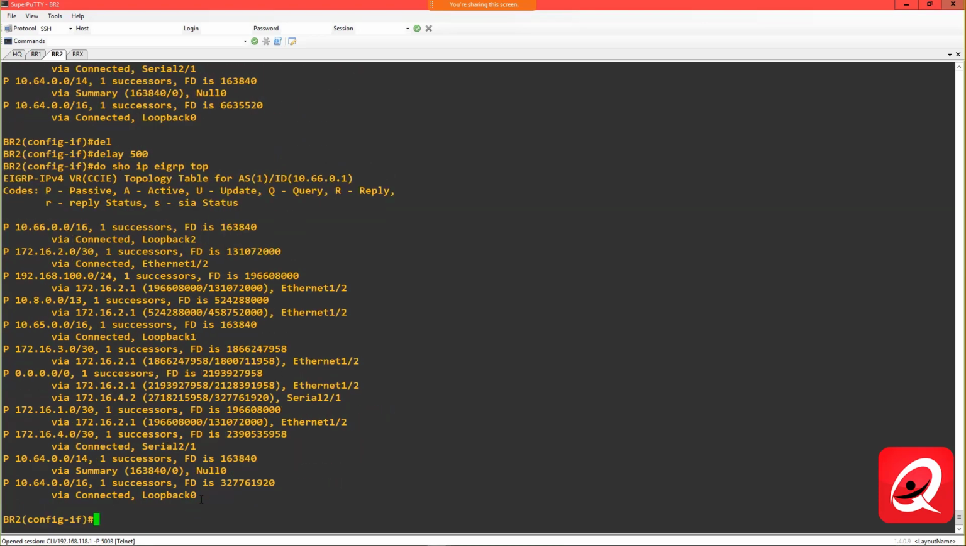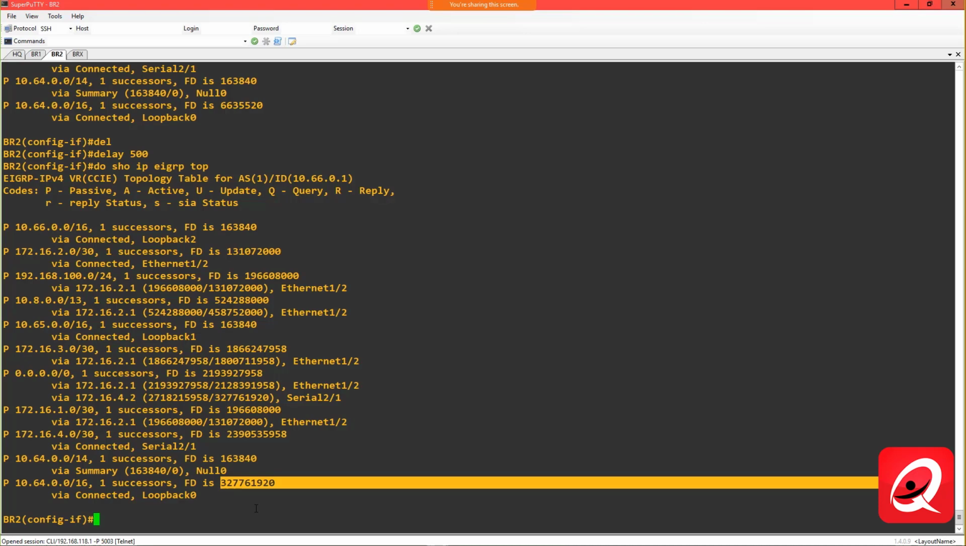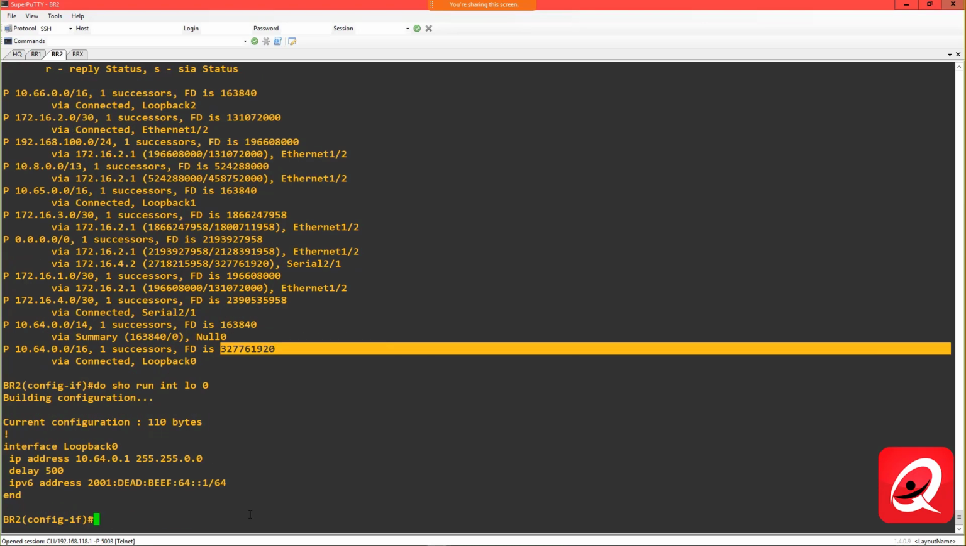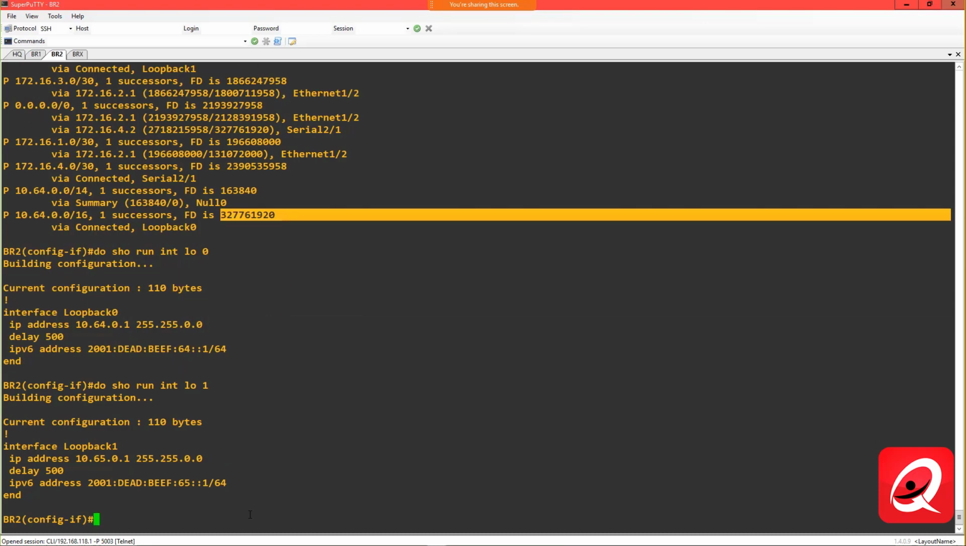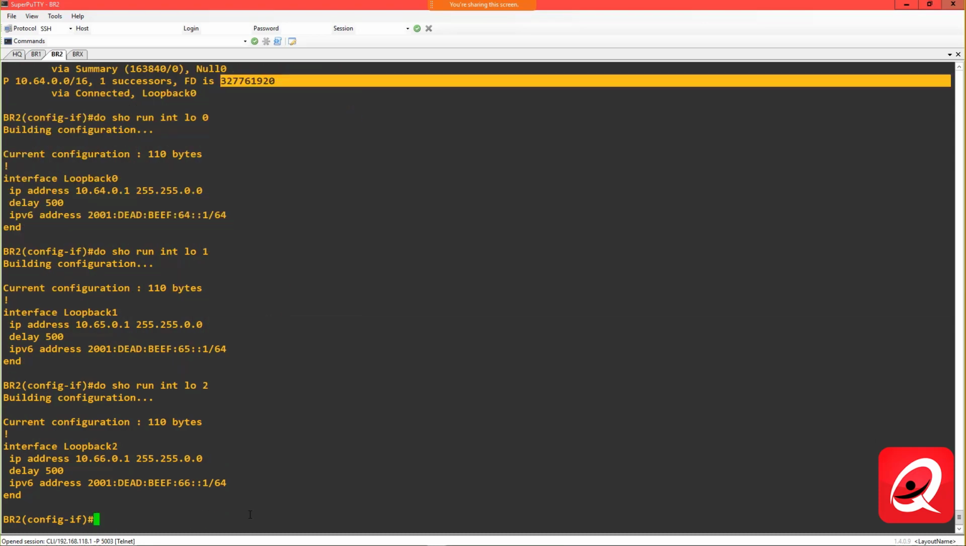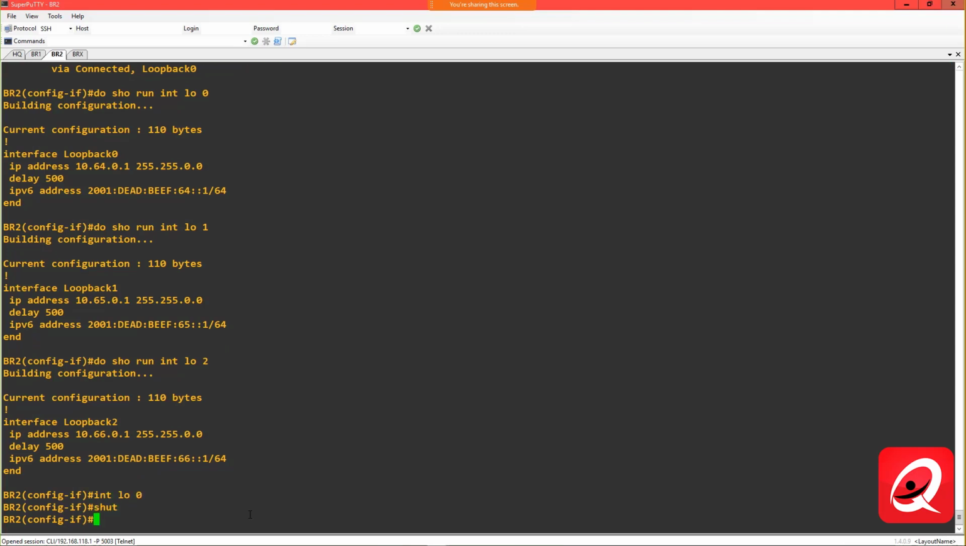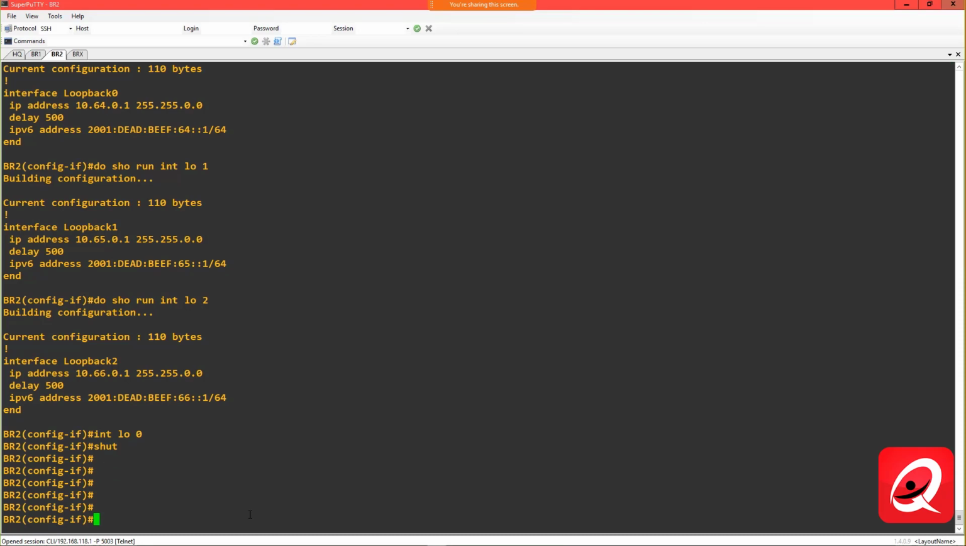I'm thinking. Yeah, what is going on there? Do show run interface loopback 0, loopback 1, loopback 2. They all have the exact same configuration, yet the metric is being calculated differently. All right, that is very strange. Let's shut that interface down and let's just deal with the other two.